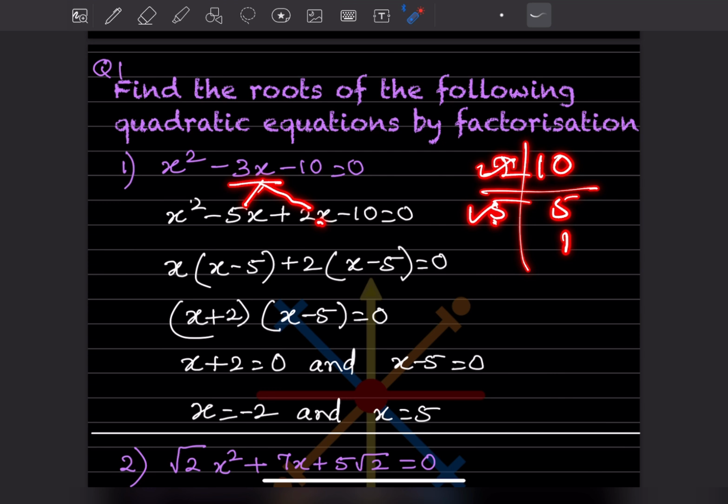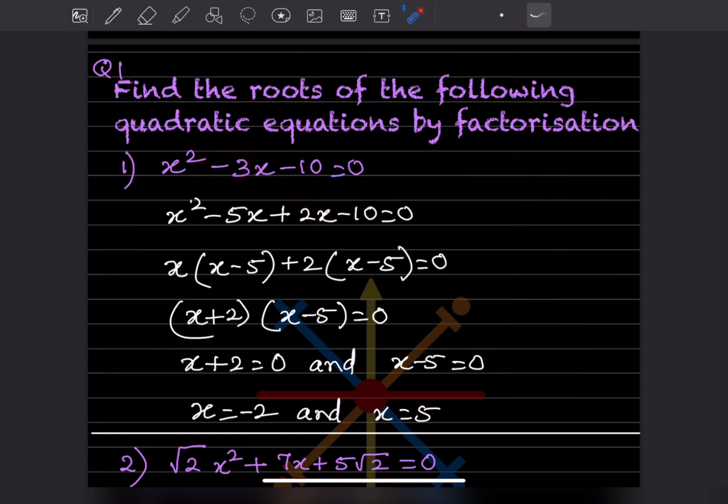So how is this going to be? If I'm taking 5 and 2 here, I want minus 3. So minus 3 means it should be minus 5 and plus 2, which will be minus 3. So I can split it into two terms. That will be minus 5x plus 2x, and this is going to be the same. So now there are 4 terms here. So what are you going to do? You are going to do the grouping.